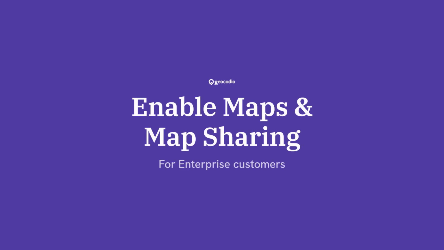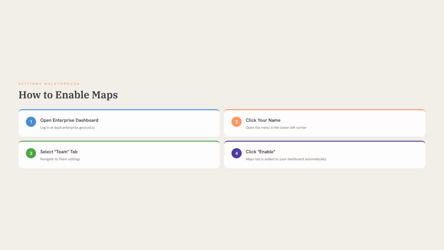In this video, we'll walk you through how to enable Geocodio Maps for your enterprise account and how to configure map sharing for your team. To enable maps, log into your enterprise dashboard at dash.enterprise.geocod.io. Click on your name and email address in the lower left corner to open the menu.